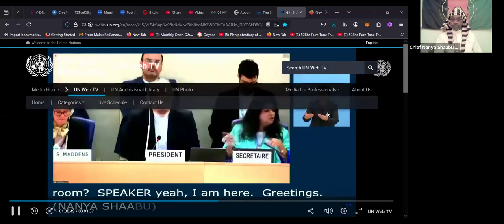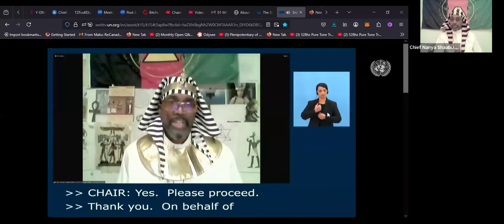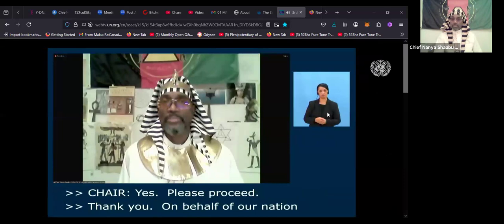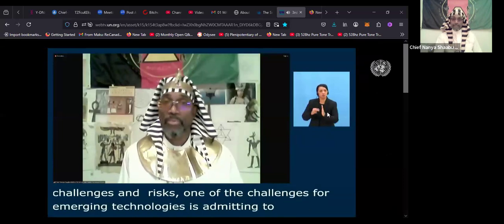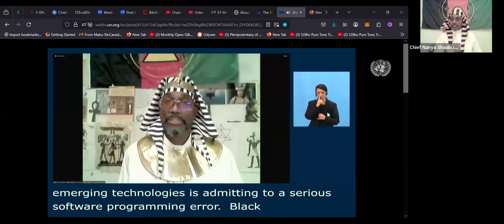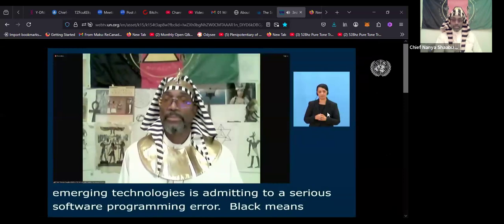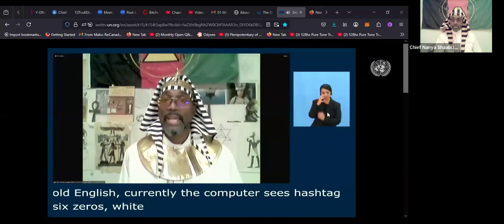Thank you. On behalf of our nation, challenges and risks. One of the challenges for emerging technologies is admitting to a serious software programming error. Black means pale in Old English. Currently, the computer sees hashtag 6 zeros. White, as defined by computer programming code, is hashtag 6 Fs.